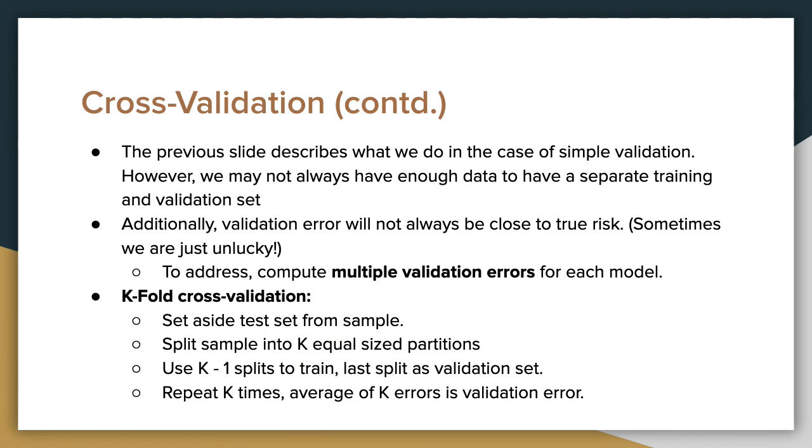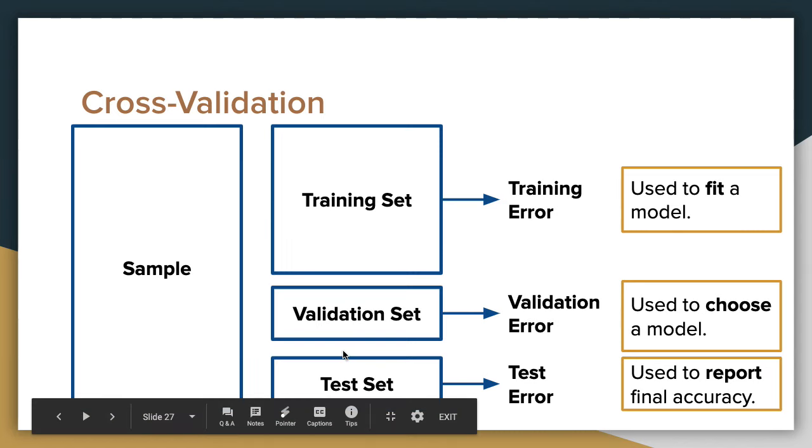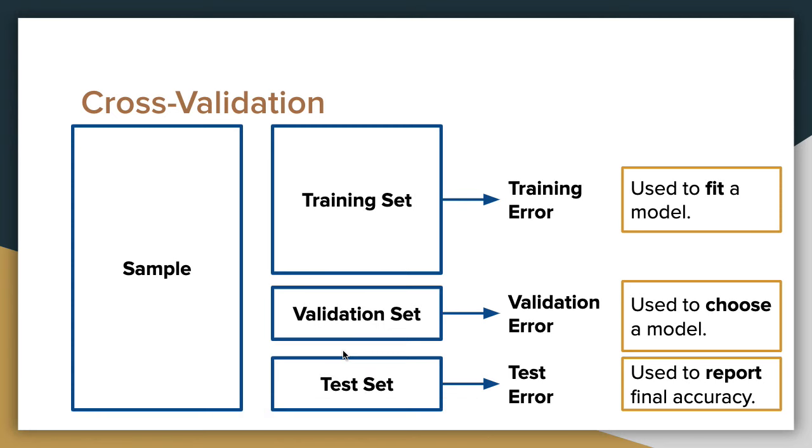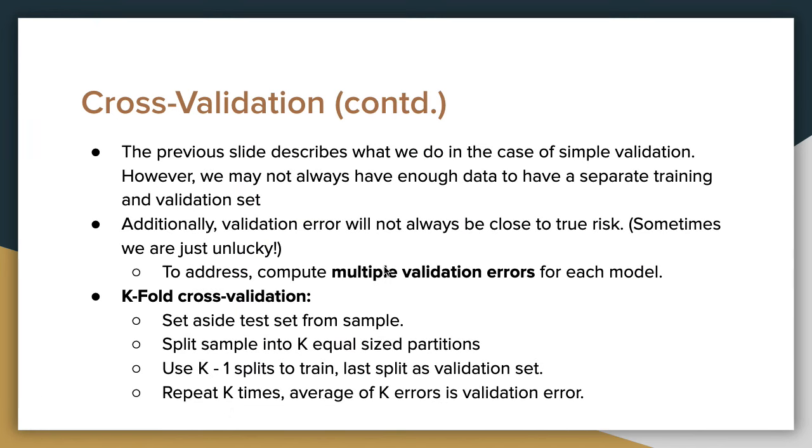That's the general idea. But we might not always have enough data to have both a training set and a validation set. If you have few enough data points, you don't want to split into three different sets. You definitely need your test set because you need to see how your model does without overfitting, but you want a way to lump your training set and validation set together. Another problem is that our validation error may not always represent true risk, which you want to deal with by computing multiple validation errors for each model. And so the question becomes, how do we tackle both these problems ideally at the same time? That's where cross-validation comes into the picture.